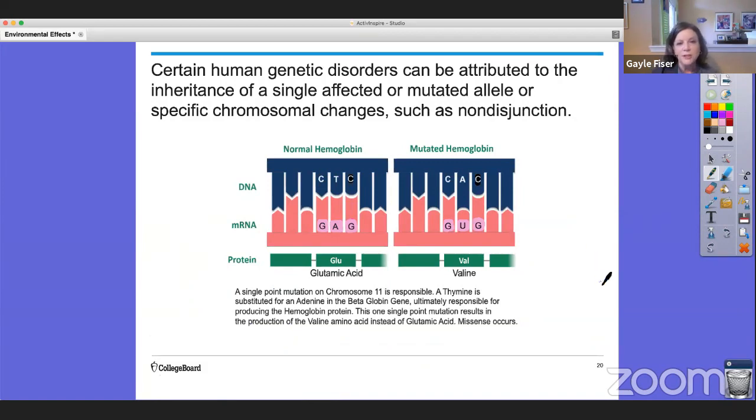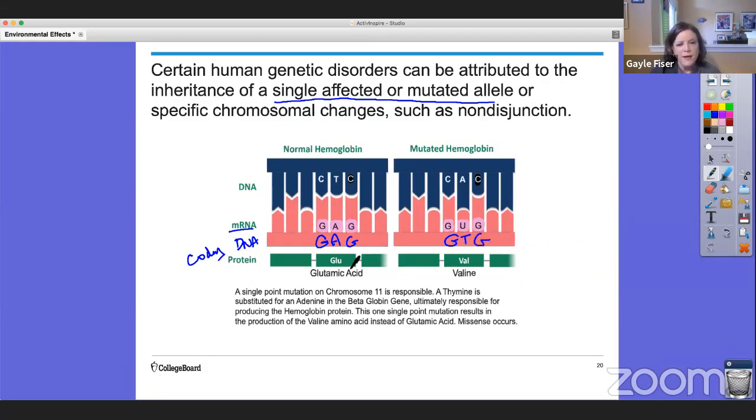Okay, certain human genetic disorders can be attributed to the inheritance of a single affected or mutated allele, or specific chromosomal changes such as non-disjunction. So first we'll talk about single mutations, okay? So if this is messenger RNA, I can say that other than the U, it's going to look exactly like our coding strand of DNA. So I'm just going to pretend that this is our coding strand. It would be GAG, and this would be GTG.